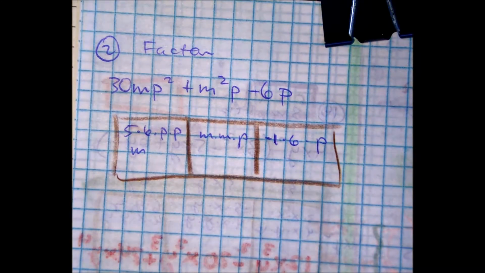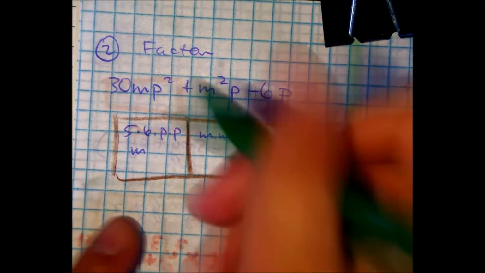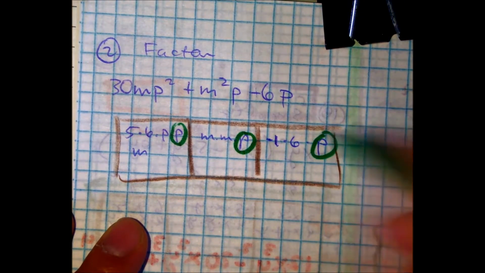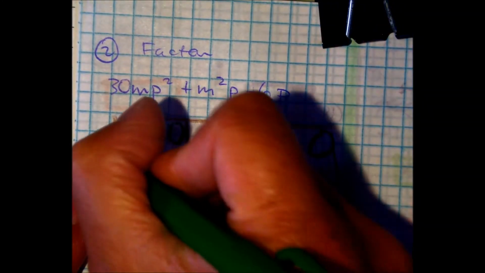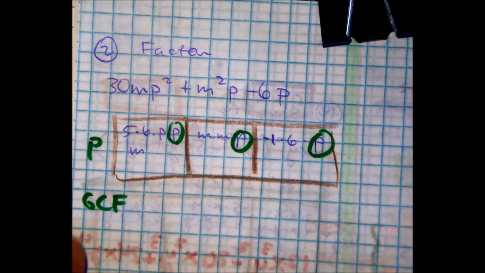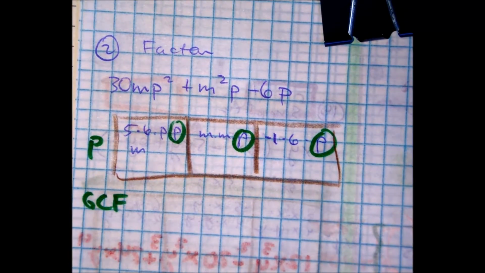And how about the p's? What do they have in common? Okay, I'm going to circle that one p, and I'm going to write that p on the outside. This p is called the greatest common factor. Class, what does GCF stand for? Greatest common factor. Okay, let's go through now and write everything we did not circle and then put it back together.